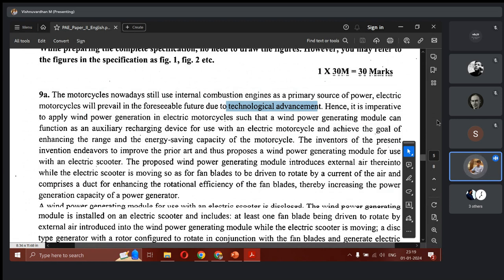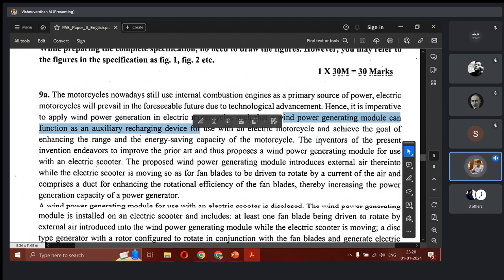Okay. Hence, it is imperative to apply wind power generation in electric motorcycles such that a wind power generating module can function as an auxiliary recharging device. Very simple. They're talking about electric bikes and they're talking about charging the battery using wind power. Okay. Using a wind power generating module. Very simple. I've already understood what the invention is.